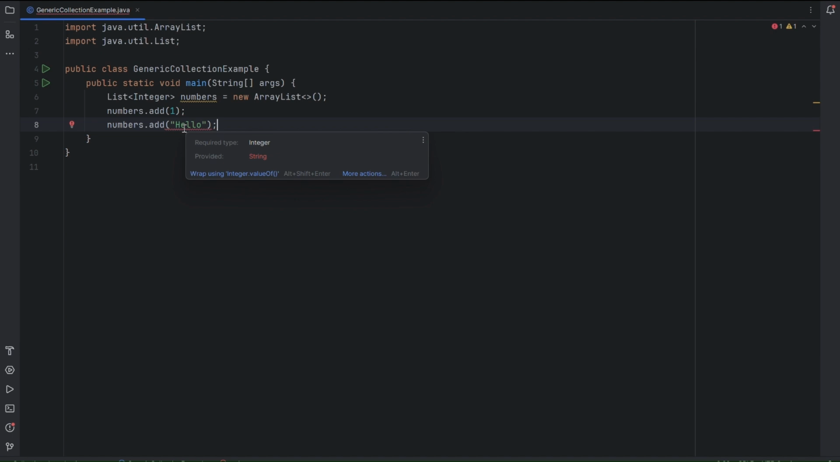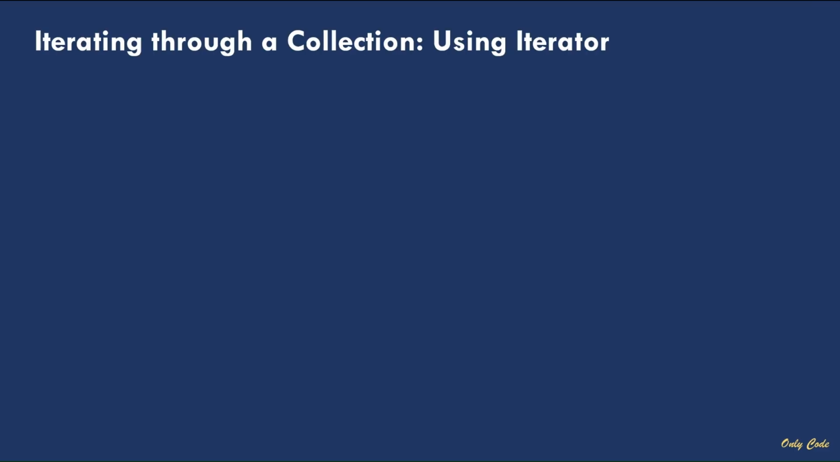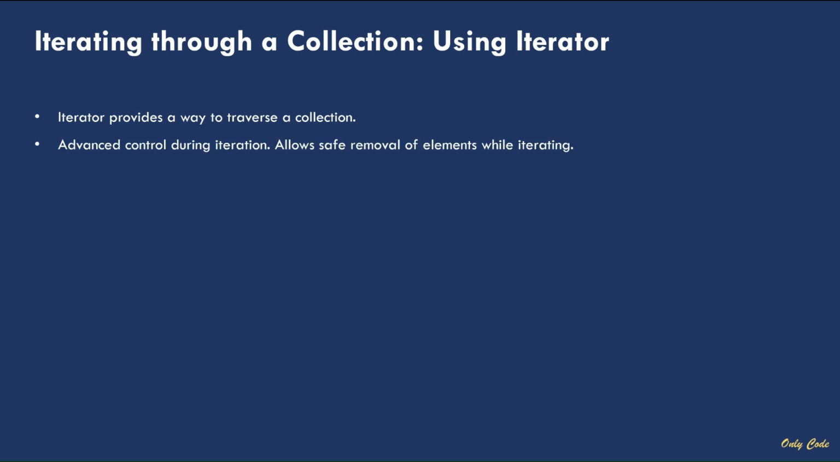All the methods that we have discussed for all interfaces are also applicable with the generic types. Iterating through a collection. The first method for iteration is using an Iterator. An Iterator allows you to traverse through a collection and provides you with more control over the iteration process, even allowing removal of elements while iterating.